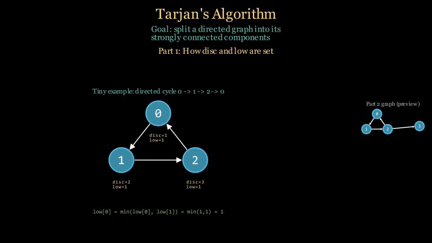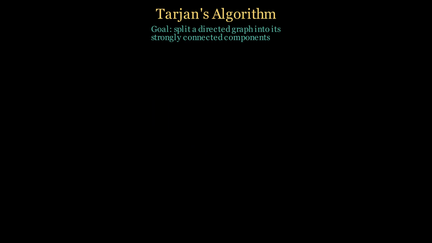Next we apply the same rules on the full graph with a stack and components. Part 2, same discovery and low rules as before, now on the full graph with a vertex stack. When low equals discovery at a vertex, we peel off one strongly connected component.